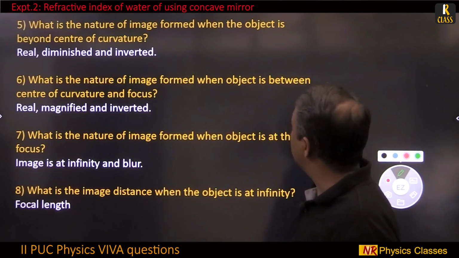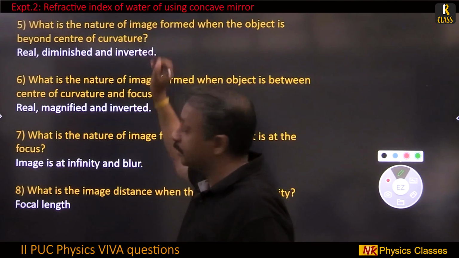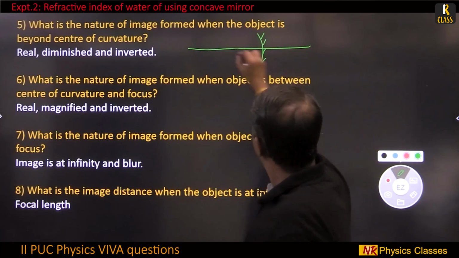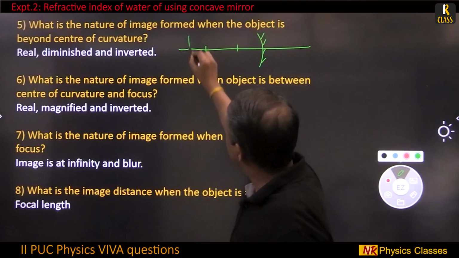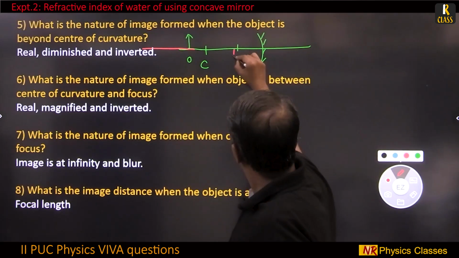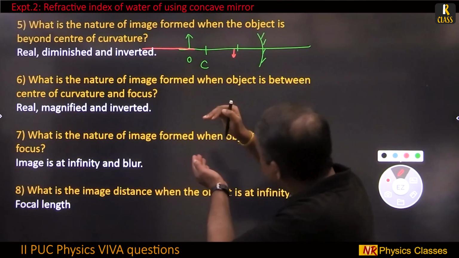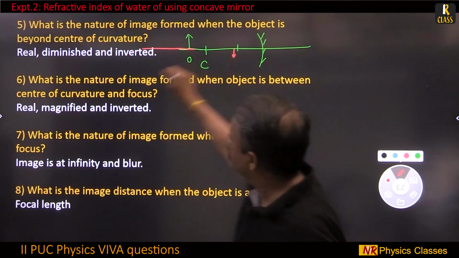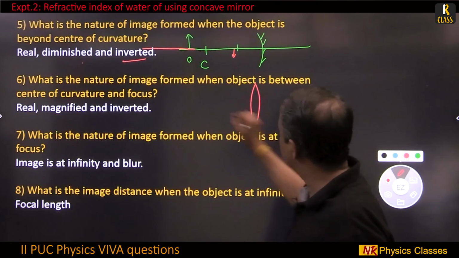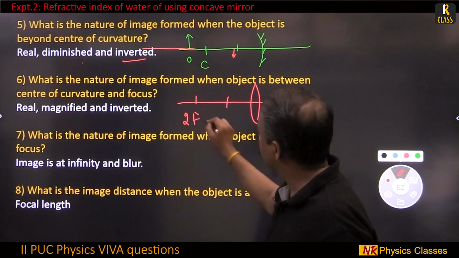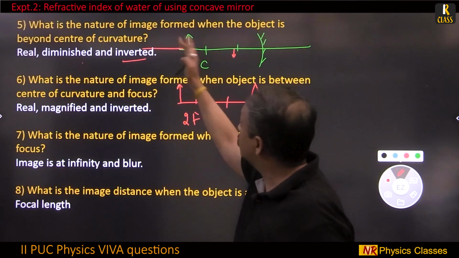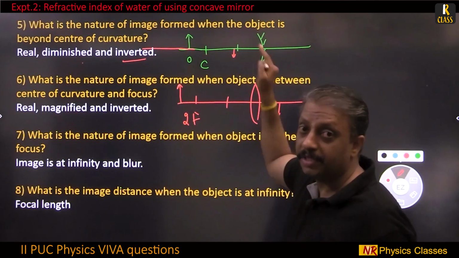What is the nature of image formed when the object is beyond center of curvature? This is F, this is C. Beyond center of curvature means object, we get image smaller, real, diminished, and inverted. In the case of lens, recall, beyond 2f, if object is beyond 2f, real, inverted, diminished. If object is beyond C, real, inverted, diminished.